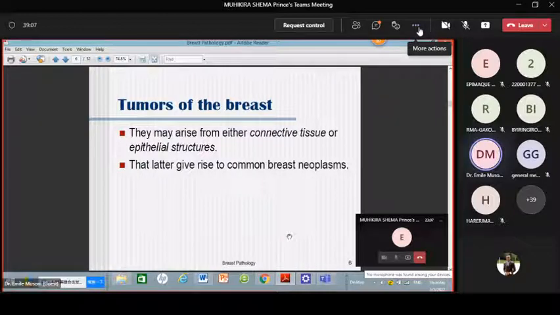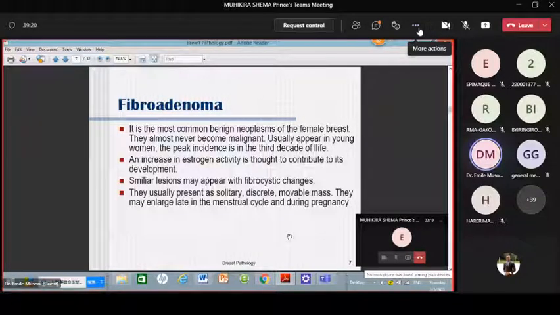So in summary, the tumor depends on the tissue involved. It can be from the epithelial cells or from the connective tissue. But most of the time, they are from epithelial tissue. The most common tumor in young females, before 25, is known as a fibroadenoma. Fibroadenoma is a benign tumor of the breast. They say they almost never become malignant. Most of the time it is benign.